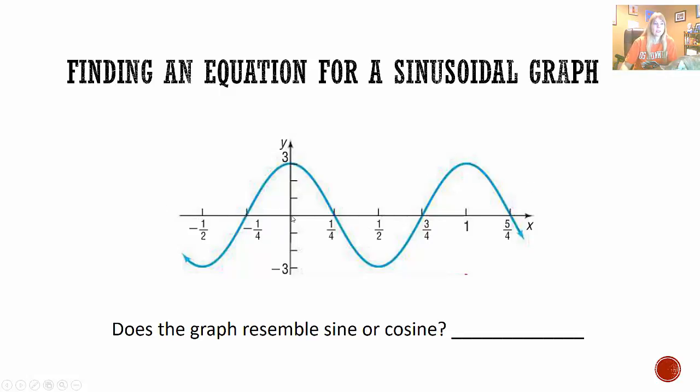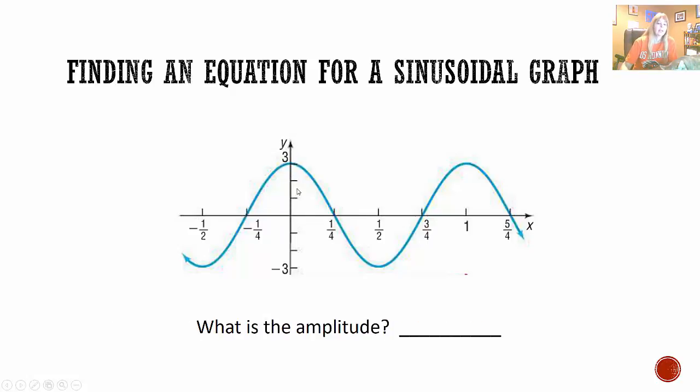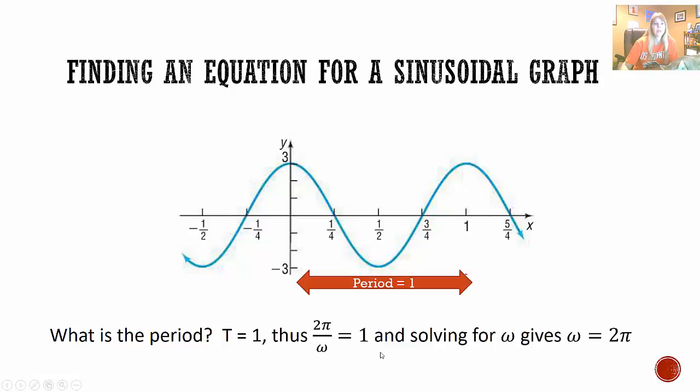But my eyeball says, well, it doesn't go through the origin. So right away, I think cosine. The next thing, what's the amplitude? Well, 3, -3. So my amplitude's the absolute value, so it would be 3. Next, I see what the period is. So I start right here at 0, 3. And when do I get back to 3? It looks like at 1.